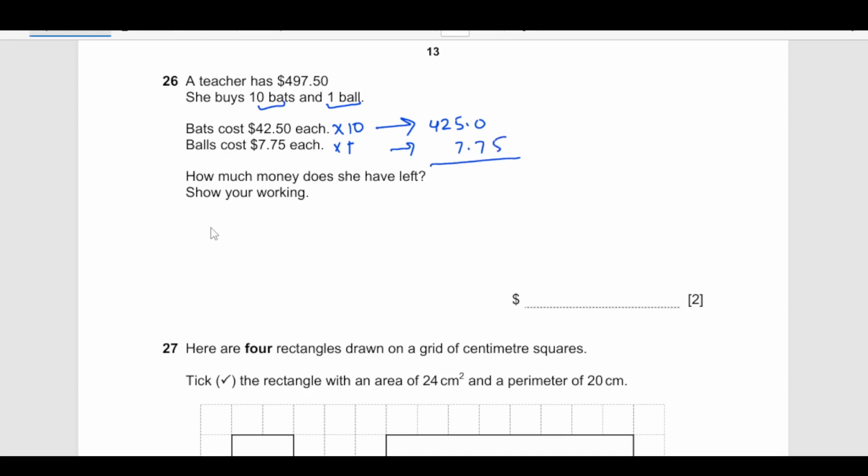So the total cost, we are going to add these two, so that will be 432.75, and a teacher has $497.50 minus 432.75.